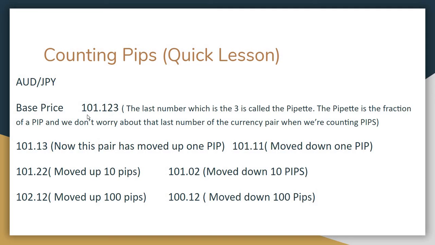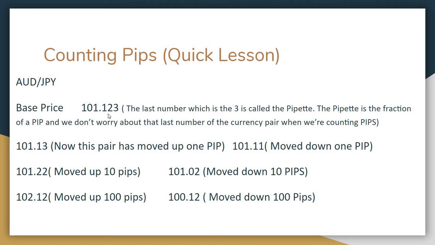So let's say we took this trade at 101.12, removing the 3. If the price is at 101.13, now this pair has moved up 1 pip. This is our ones place, this is our tens place, this is our hundreds place. Let's focus on the ones place right now, the 2. If this number goes up to 3, 4, 5, 6, 7, 8, 9, then it's moved up 1 pip. If this number goes down to a 1 or a 0, it's moved down 1 pip.